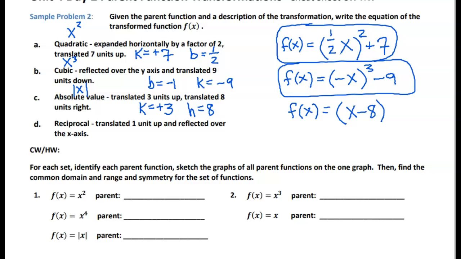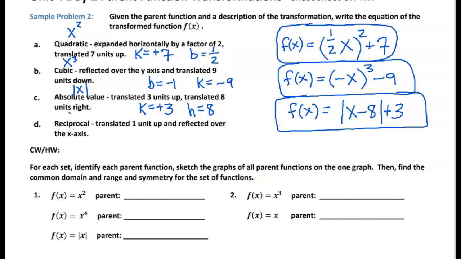Oops, I forgot my absolute value symbols. Hold on. I need my symbols for absolute value. And to shift it up 3, I'm just going to add 3 at the end. Done. All right, and our last one there, reciprocal.